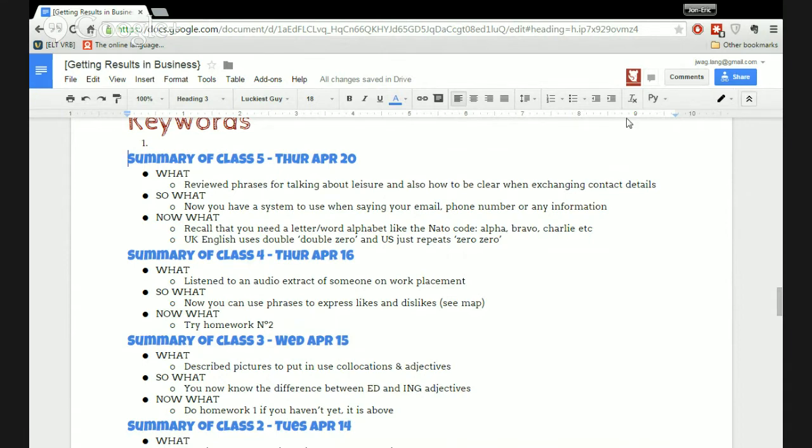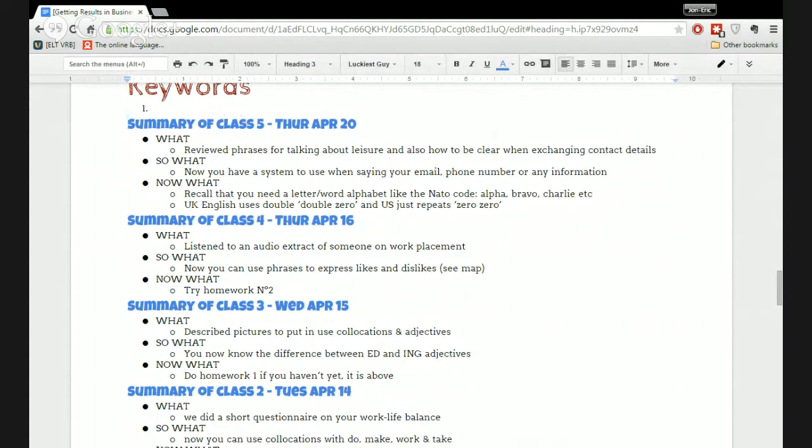So it would be advisable to take some of the advice that we've used to help you in the future. Now what should you do about it? The next time you're in a situation where you've got to exchange details, you can recall that you need a word letter alphabet, something like the NATO code, Alpha, Bravo, Charlie. It doesn't have to be that. It could be cities, it could be fruits and vegetables, something so that you can spell the letter very clearly. A as in apple, right? B as in banana.